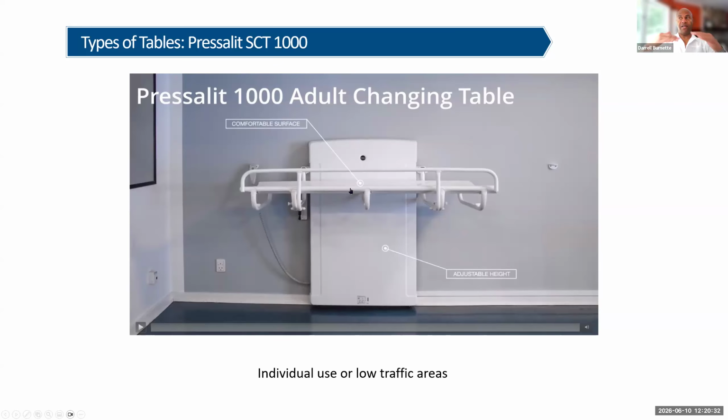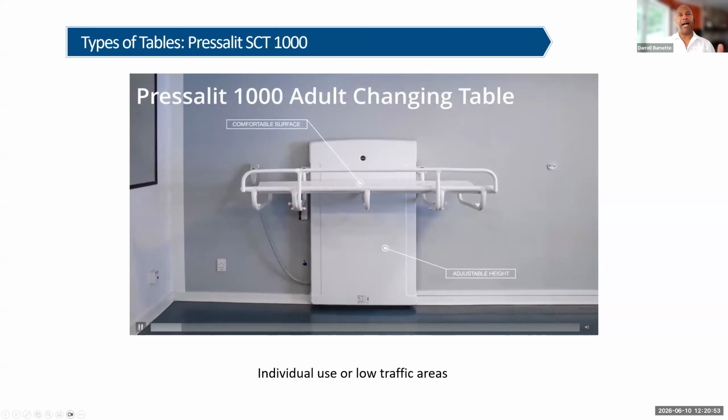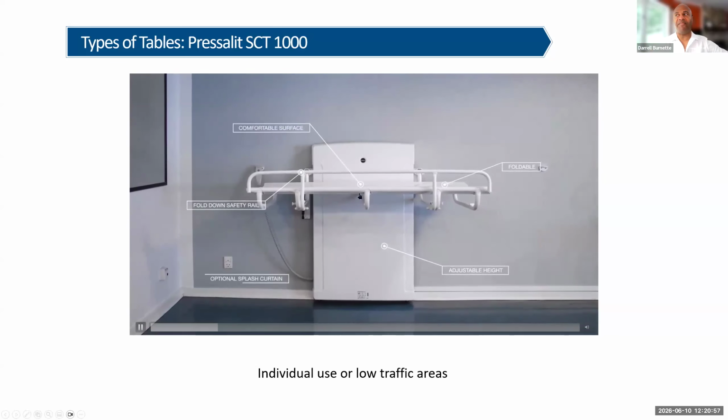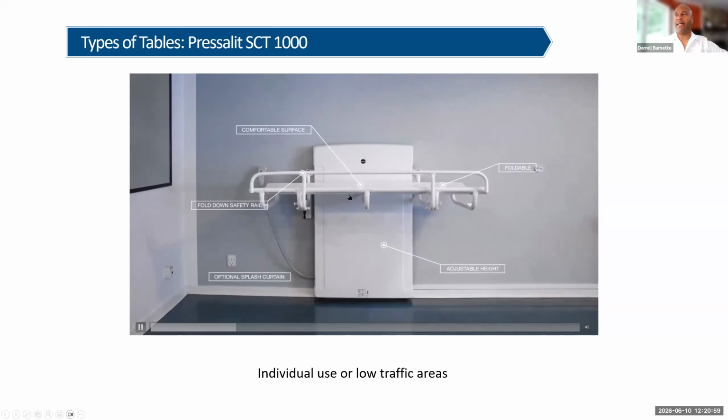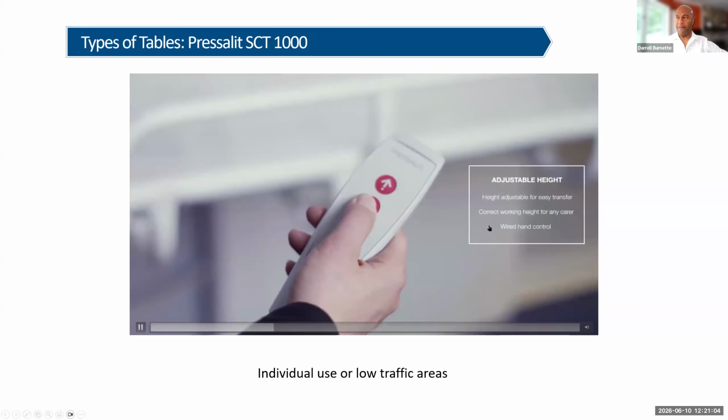So if you imagine using the lying surface with the bracket straight on the wall, there's a fixed height, but with the building code, it is recommended for the height adjustable, especially in public places to prevent injury of the caregiver. So the only difference with the Pressalit 1000 is it's not as wide, and in inches, it's about 25, 26 inches wide. And as you can see, there's a hammock type lying surface here.